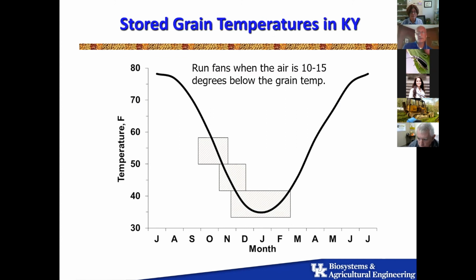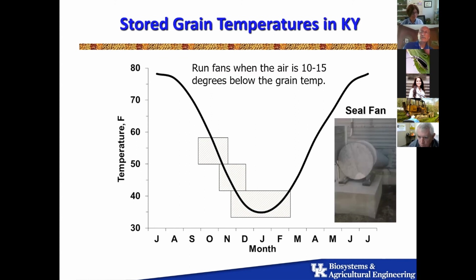There are some aeration controllers that can be used to do this automatically. But after it's been cooled, it's a good idea to seal that fan so we don't have wind-driven currents to rewarm it in spring. We want to keep it cold, and generally, at least in Kentucky, and I know probably throughout Tennessee as well, most of the grain is moved out before spring, so we're going to hold it cold.